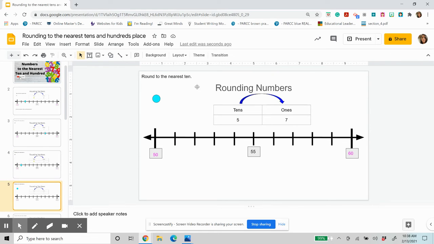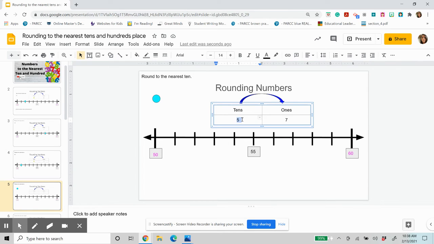All right, let's look at the next one. So we're rounding to the nearest 10. So again, maybe you're thinking, okay, she's going to highlight the 5.